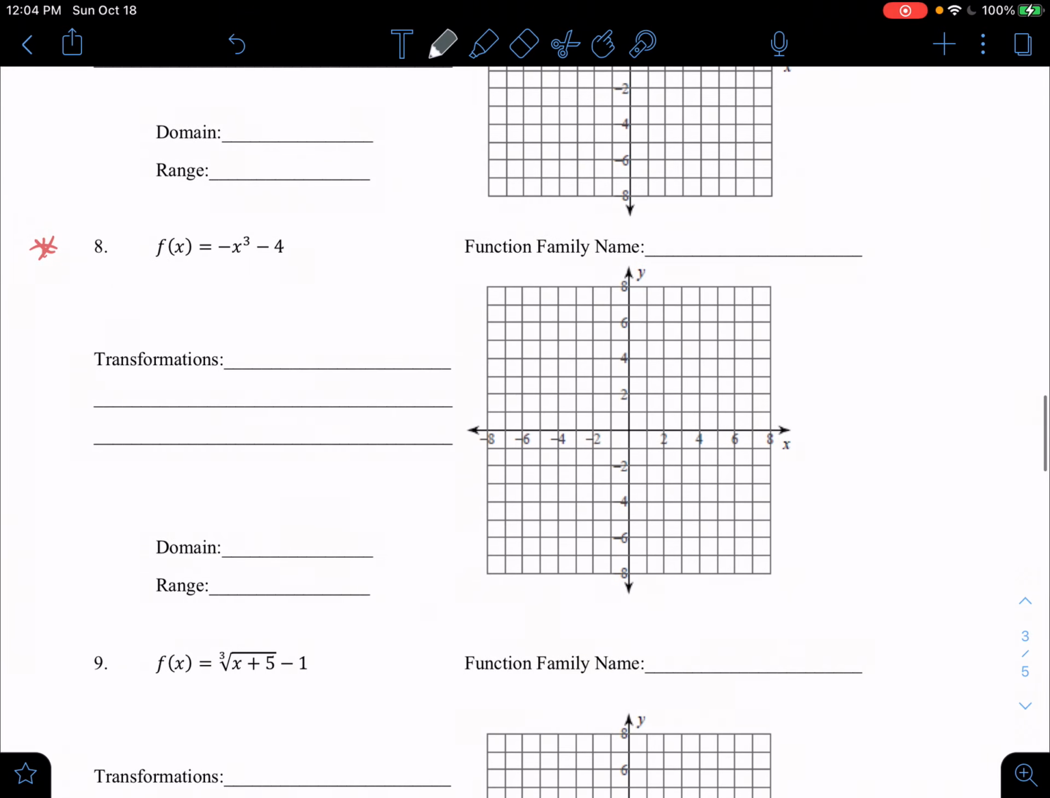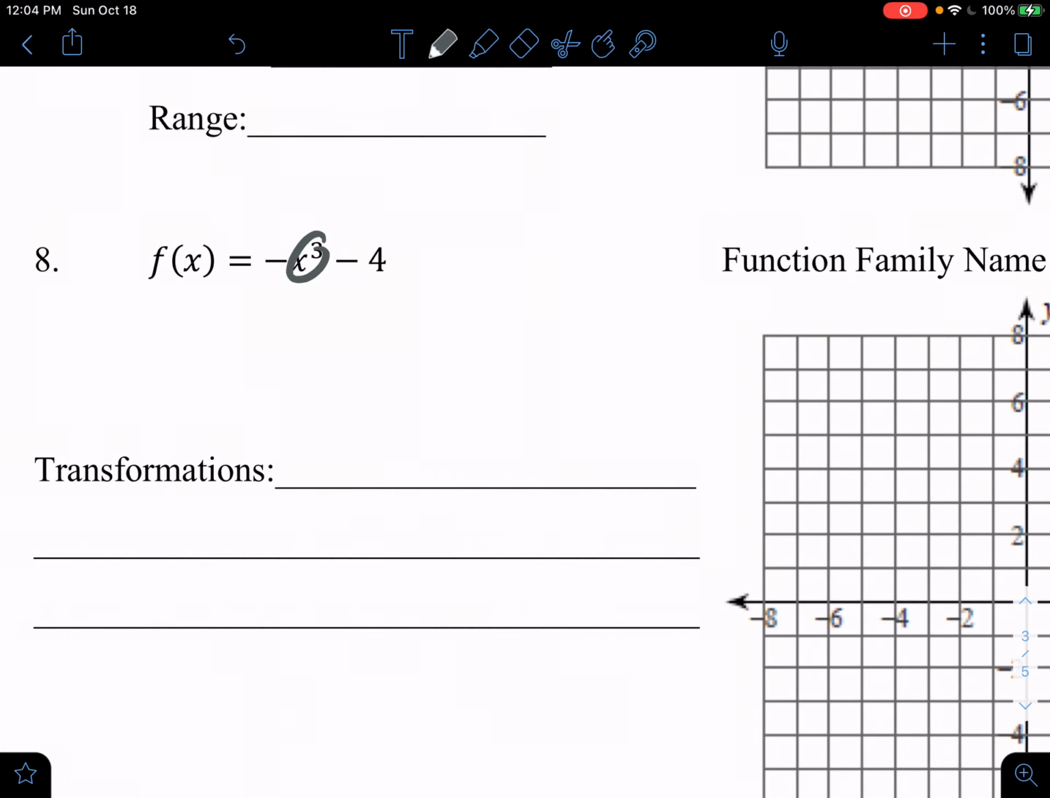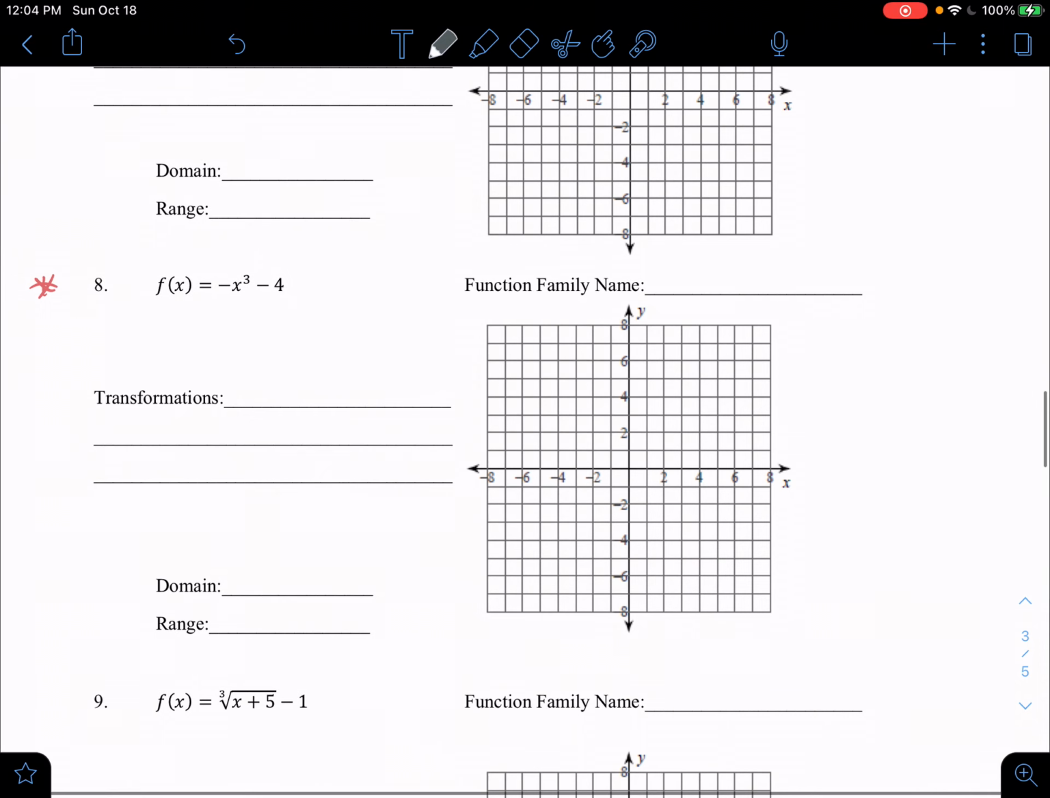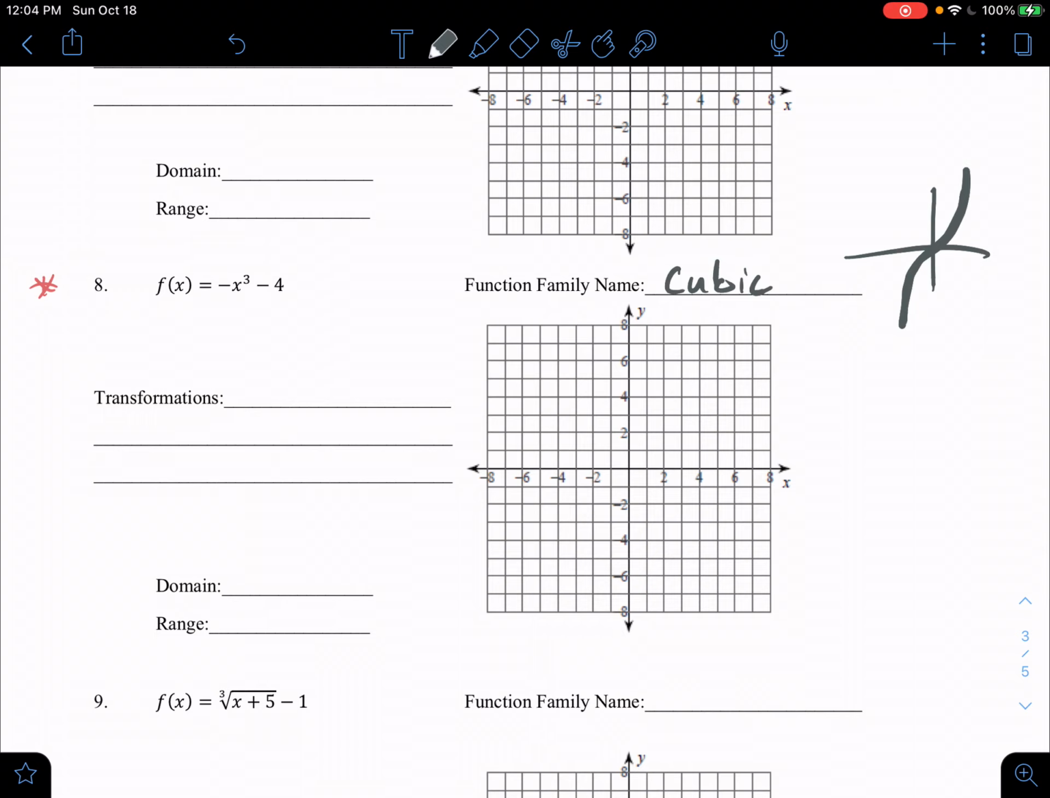Let's look at another one together, problem number 8. Again, I see that I am cubing something, so this we know will be a cubic. Remember that any cubic is always going to have this general shape, and your locator point is typically located right at the center, at the origin. Now, we have this -4, which is going to move our graph down 4.